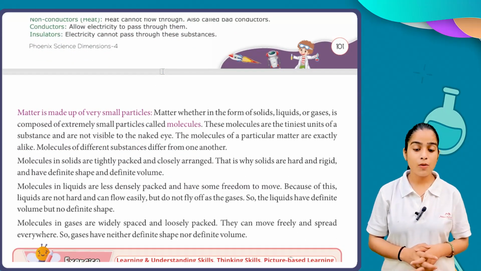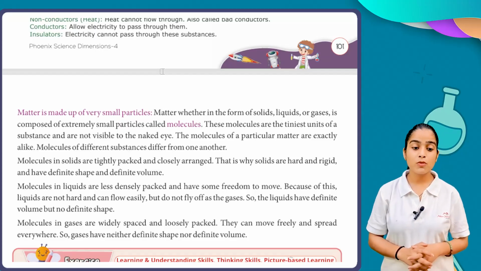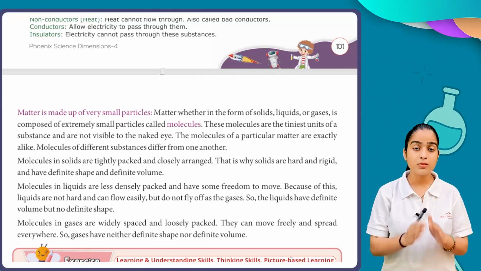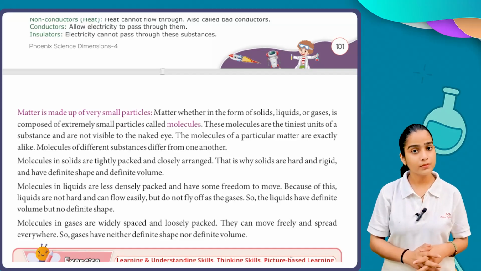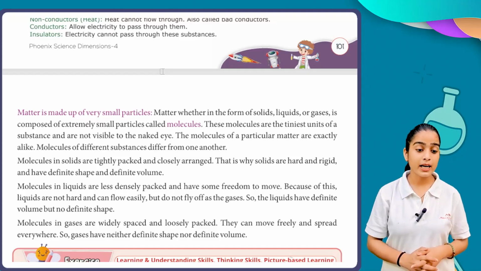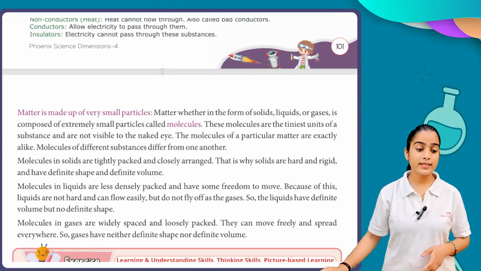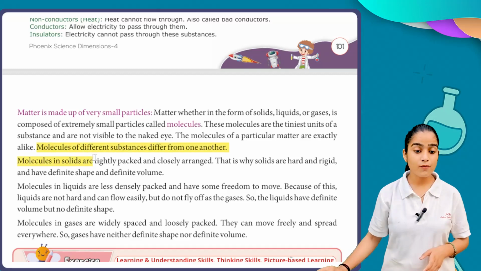Matter, whether in the form of solids, liquids or gases, is composed of extremely small particles called molecules. It means each and everything on this earth is made up of molecules. These molecules are the tiniest units of a substance and are not visible to the naked eye. The molecules of a particular matter are exactly alike. Molecules of different substances differ from one another.